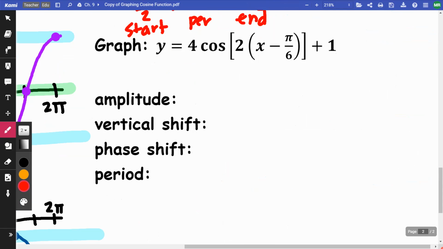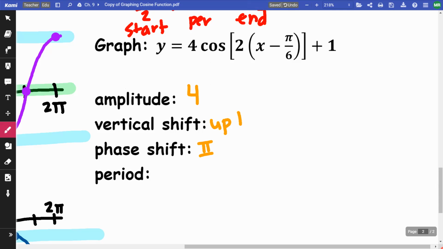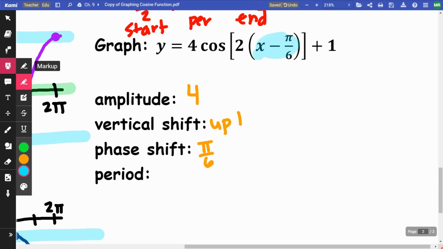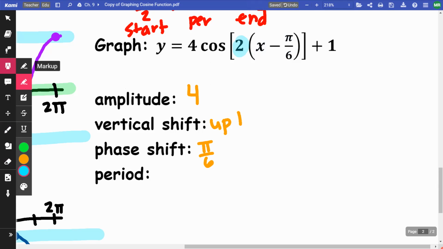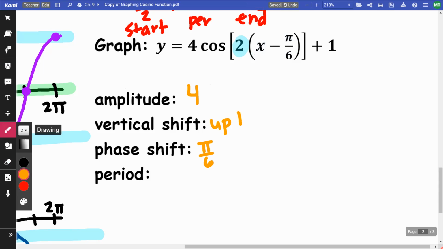Last one for this, my amplitude is 4. My vertical shift is up 1 because of +1. My phase shift is pi 6 because that's what makes that 0. And then because I have this 2 in front, that means I have 2 complete cycles within that normal 2 pi distance. So I take 2 pi divided by 2, which means my period is pi.